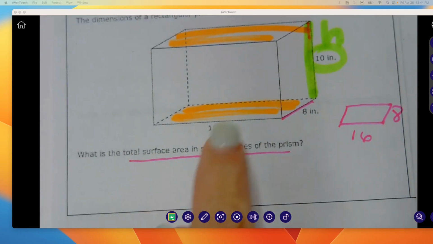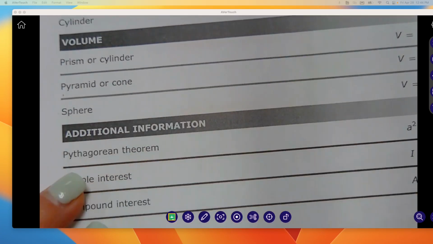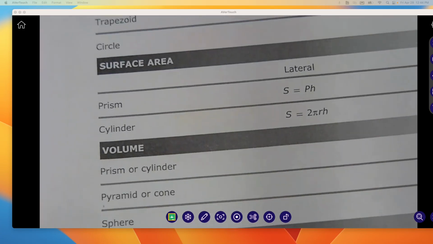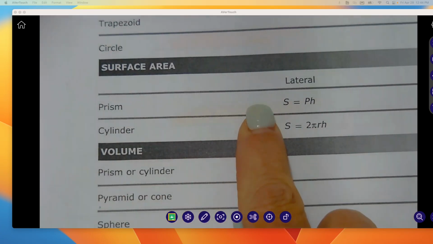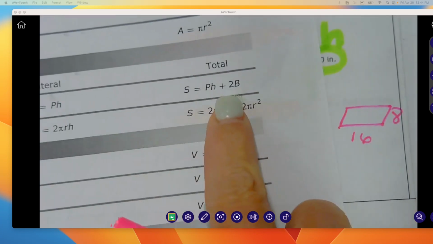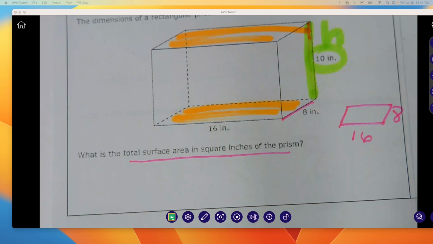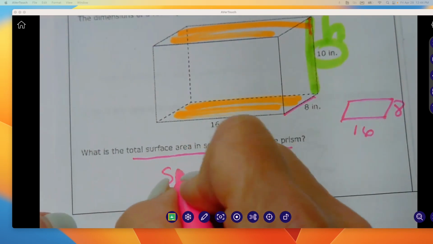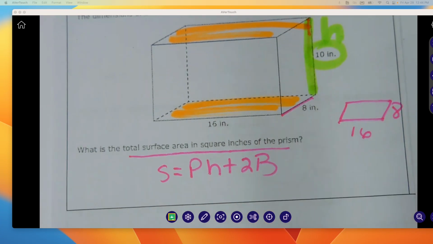Okay, so this is a rectangular prism. So I'm going to come down here, go to total surface area, surface area. It's a prism. This first one is lateral. This second one is total. So I'm going to write that formula. So I have S is equal to capital PH plus 2 capital B.